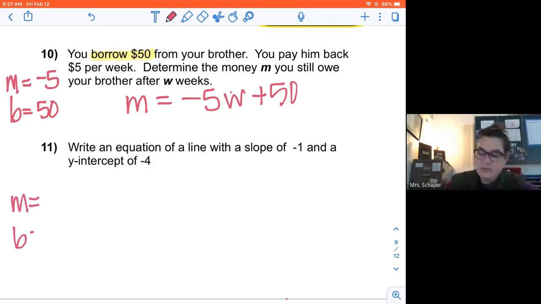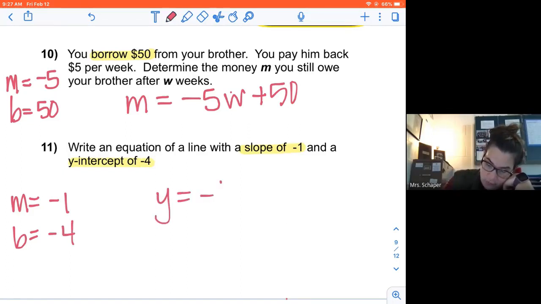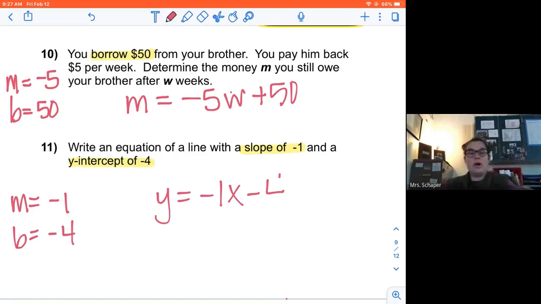Each time I'm trying to write an equation in slope-intercept form, I need to know my M and my B. What's my rate of change and what's my beginning, okay? So with this next one, write an equation of a line with a slope of -1 and a y-intercept of -4. So y equals -1x minus 4. I want to know my M. I need to know my B.